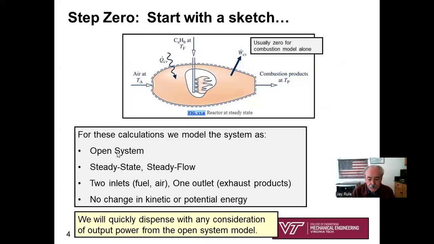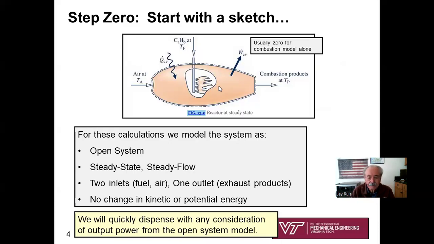So for these calculations, we're going to say we've got an open system. We're operating at steady state, steady flow. What's going on within this combustion chamber is the same at breakfast time as it's going to be at lunchtime. There's no change in kinetic or potential energy of the flowing constituents. Okay. And we're going to dispense with the idea of producing power from this open system itself. From this process, we're not going to have anything to do with power output.